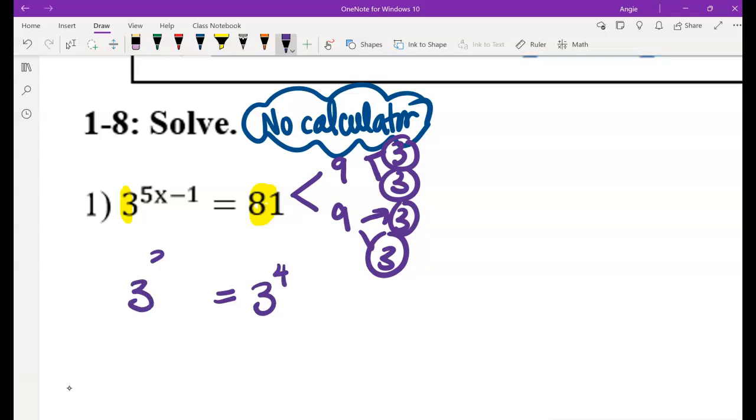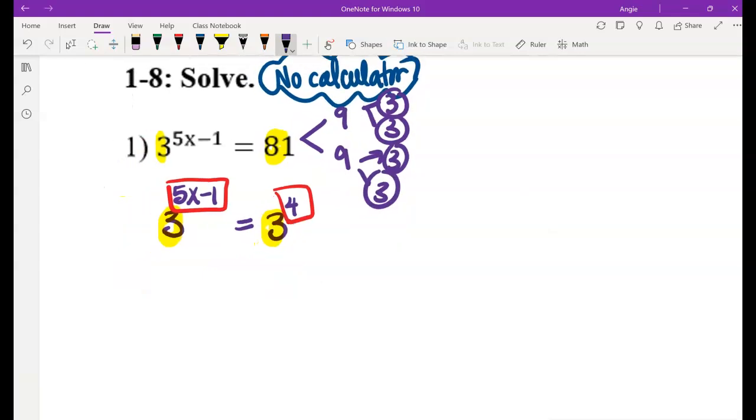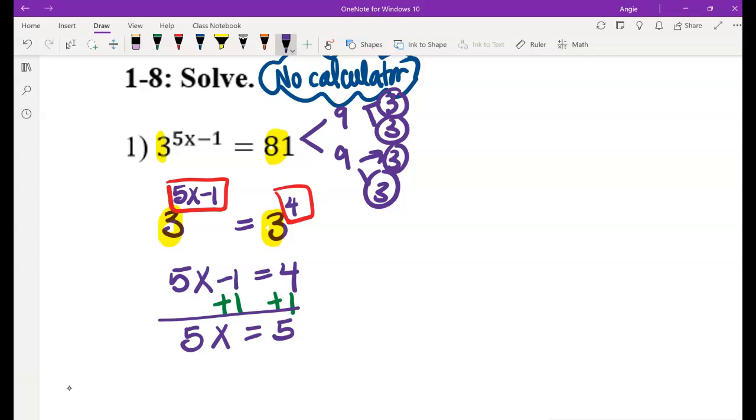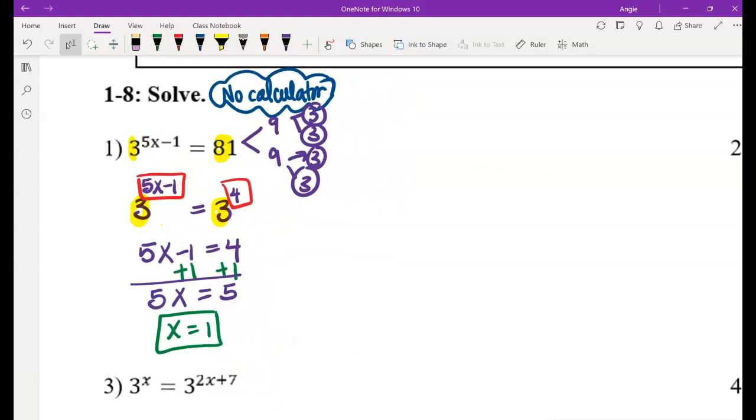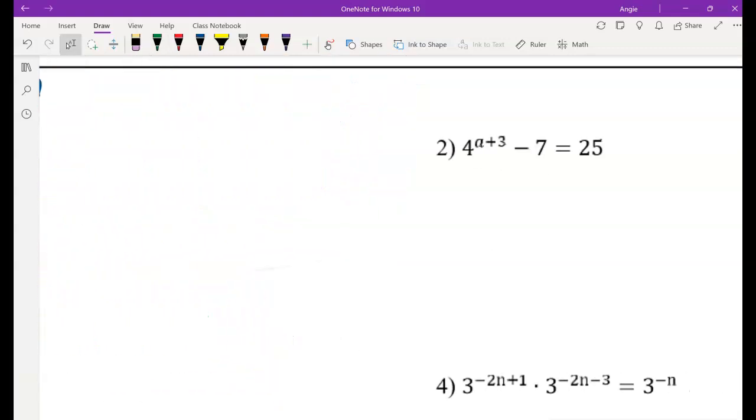Then over here, we drop down 3 to the power of 5x minus 1. Since the bases are now exactly the same, we can drop them and just take the exponents and make them equal to each other. That's how easy it is. So 5x minus 1 equals 4, and solve it as usual. Plus 1 to both sides gives 5x equals 5, divide both sides by 5. So x comes out to be 1. Bam, nice and simple. All right, go to example number 2.